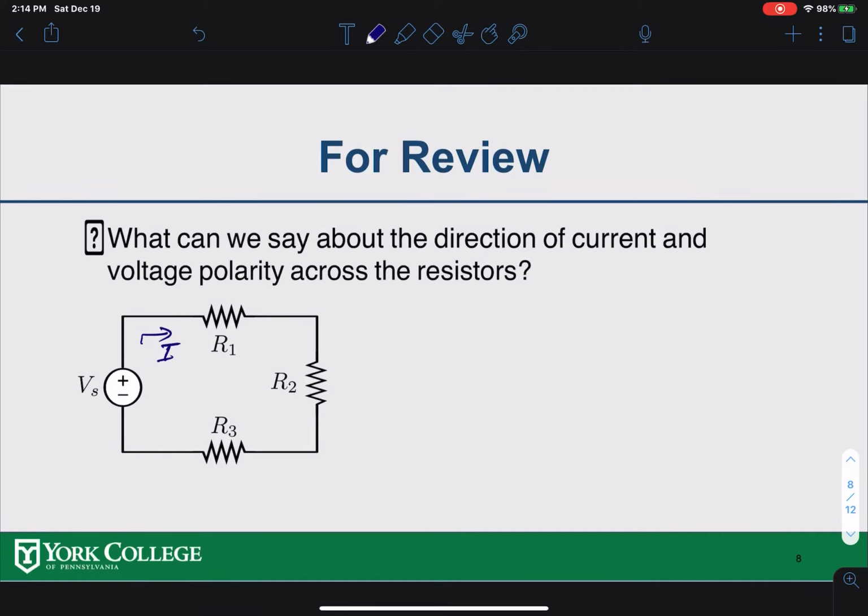Based on the current direction, we now assign the polarity to the resistor. So in the resistive circuit, the source is here. In the source, current goes from negative to positive. In the resistance, current goes from higher potential to lower potential. So this is the higher, this is the lower potential here. This is the higher, this is the lower potential here. Again, this is the higher, this is the lower potential. So in the load, current goes from higher potential to lower potential.